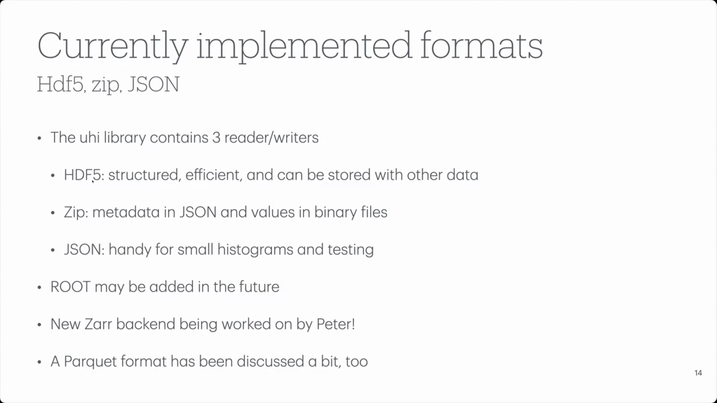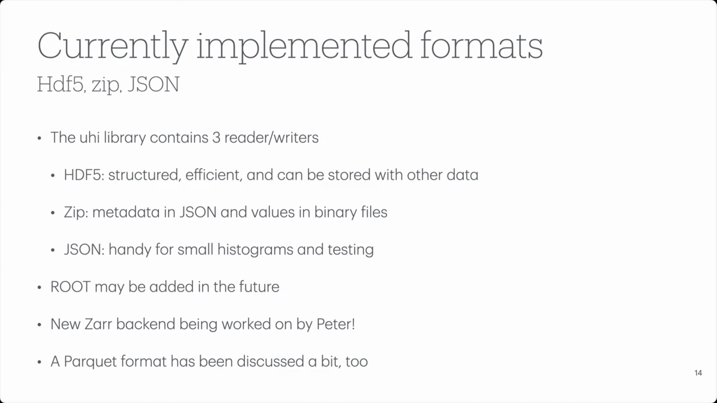So HDF5 is structured, it's efficient, it's a great way to store data. You can put other data with it really easily. The zip format has all the metadata in JSON, but the values are in binary files, so it's still fairly efficient. And again, you can combine it with other stuff in a zip file. And there's also a JSON format, which is really handy for small histograms and testing. It's a great way to just store a histogram in a text file if it's small.